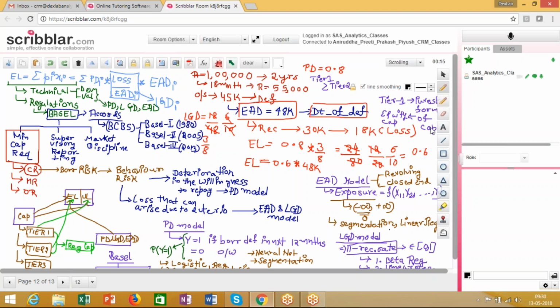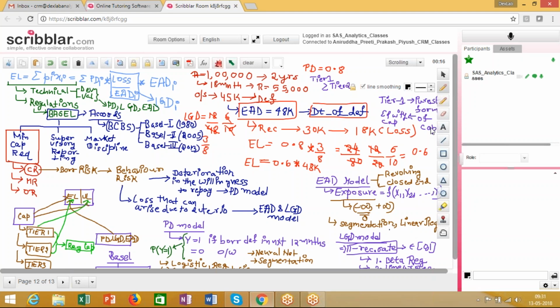So basically, when we are developing these models, right? So when I'm talking about a model, I'm talking about a dependent variable and independent variables. Now, obviously, the independent variables would differ basis the products. So the independent variables which explain the probability of default for a credit card would be very different from that of a mortgage, and that in turn would be very different from that of a commercial product.